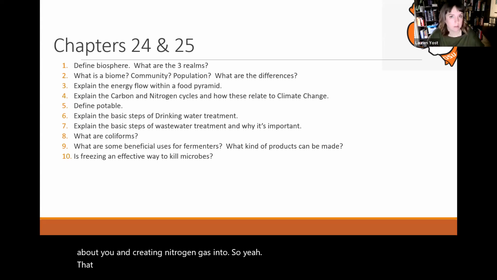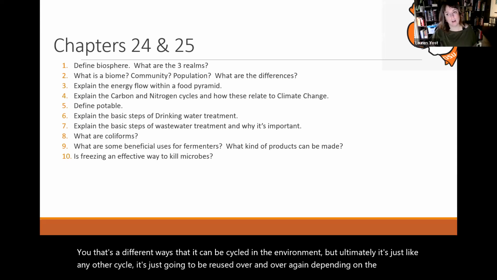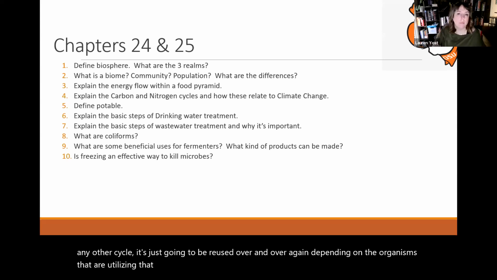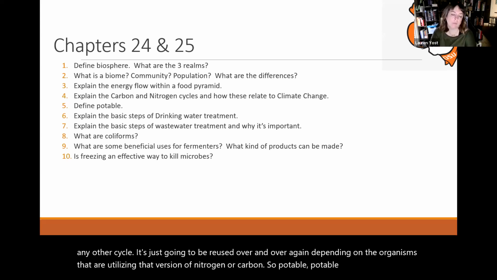So that's different ways that it can be cycled in the environment, but ultimately, it's just like any other cycle, and it's just going to be reused over and over again, depending on the organisms that are utilizing that version of nitrogen or carbon.